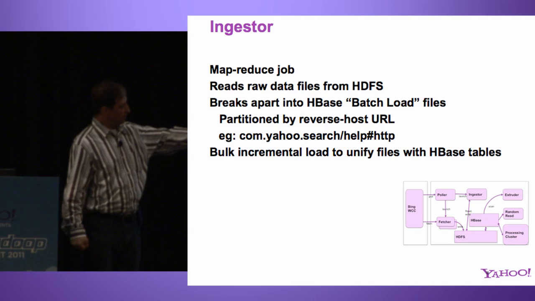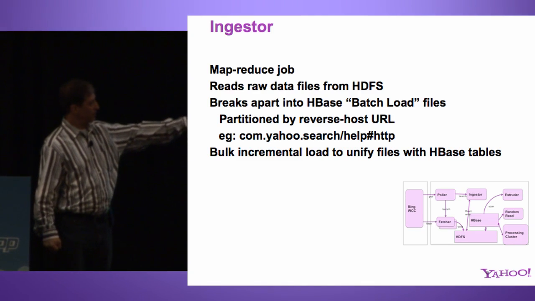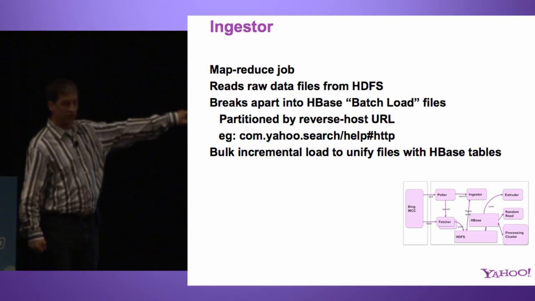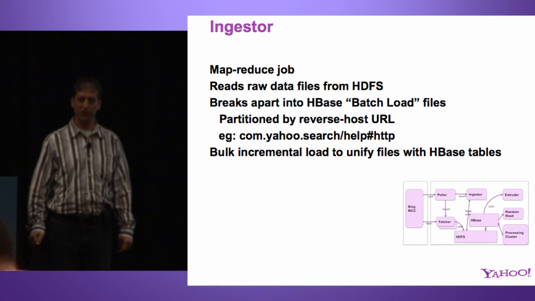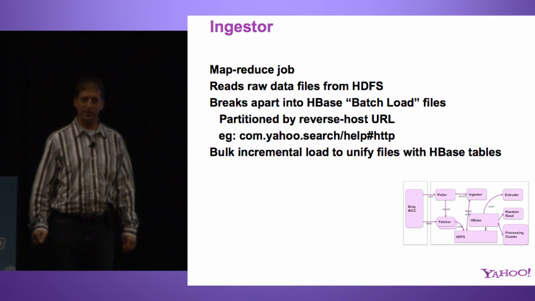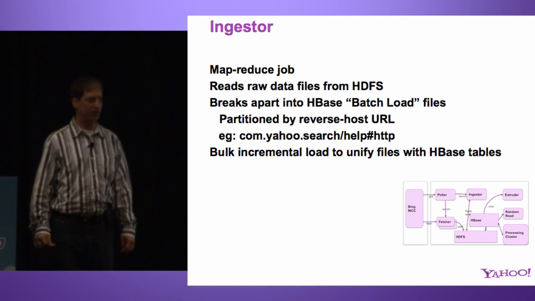Fetcher writes all it fetches to the DFS, and when a data set is ready, the Polar launches an ingester job. That's another MapReduce job. It reads the files written to HDFS, and it writes them in H-file format, which will be easy for HBase to consume.